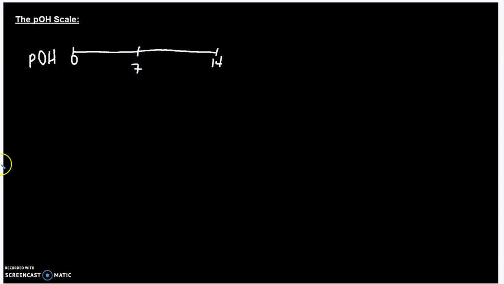But the difference here is crazy. It says from 7 to 14, we're going to call these things an acid. And then from 0 to 7, we're going to say, hey, that's a base.